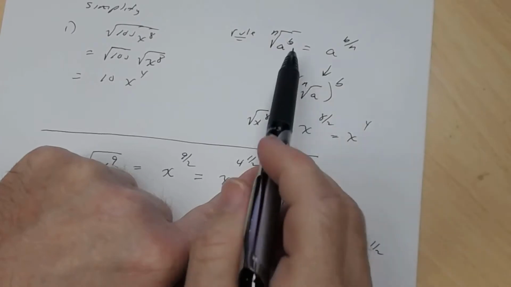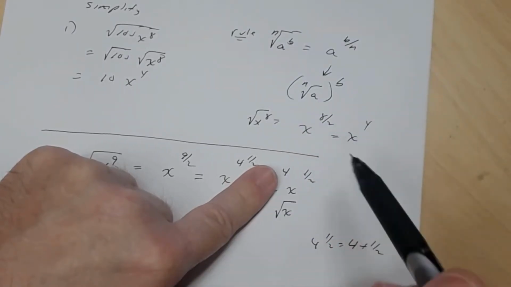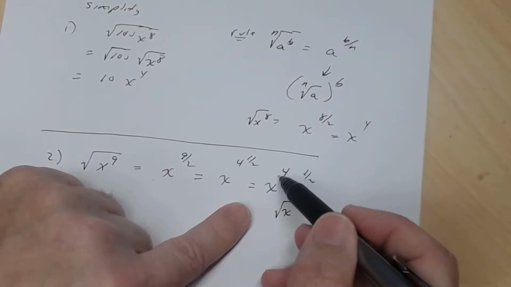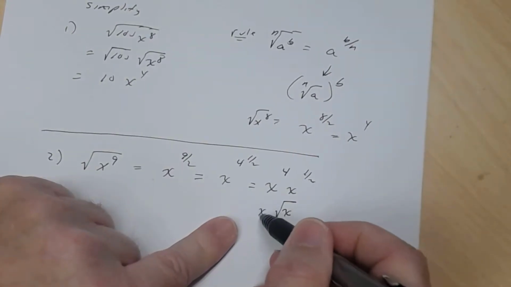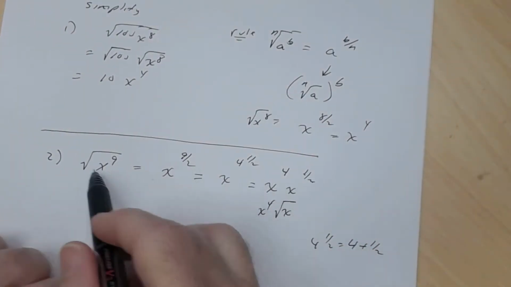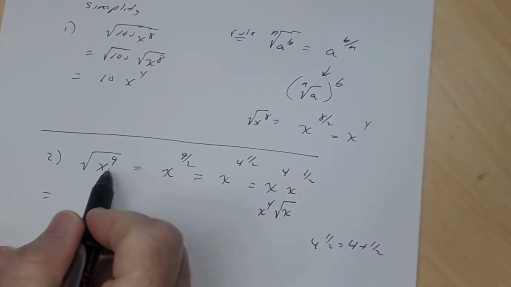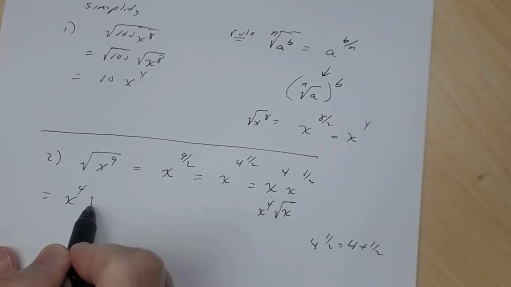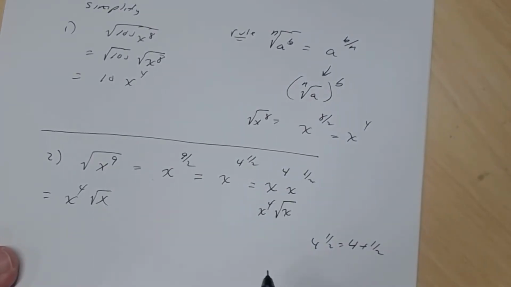So that's just using this. So that's going backwards. And then you just rewrite the whole number exponent right here. So the square root of x to the 9th power is this right here. So it's x to the 4th times the square root of x.